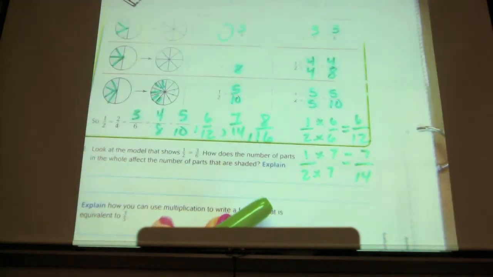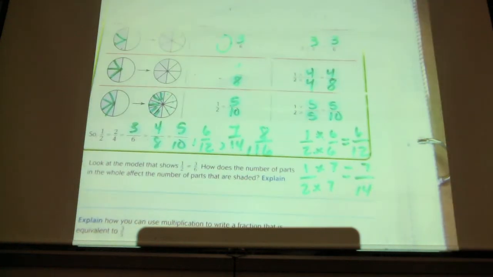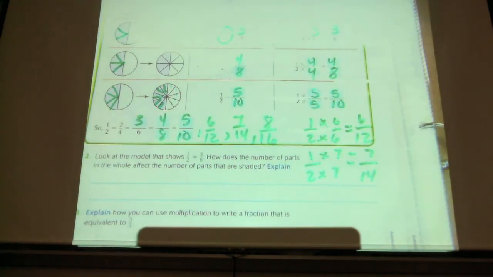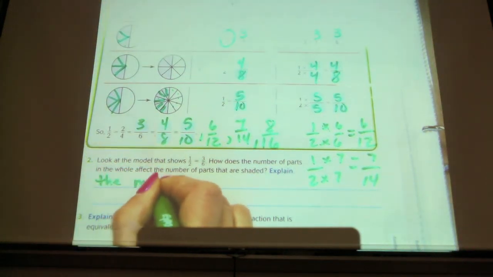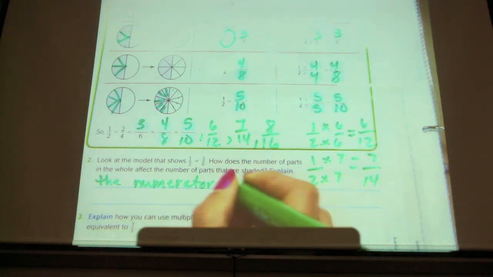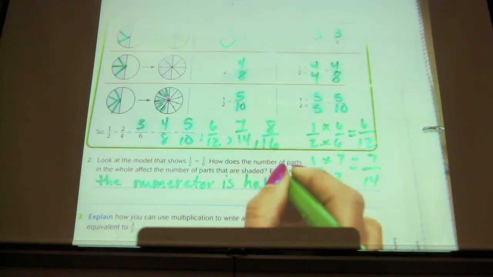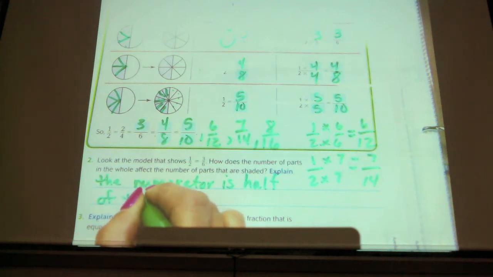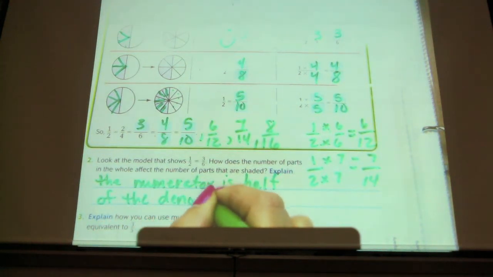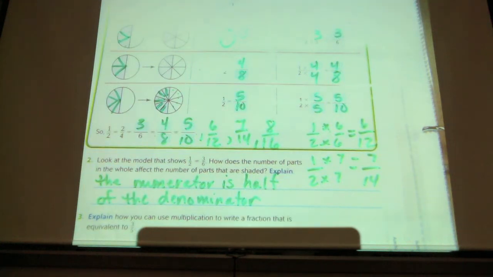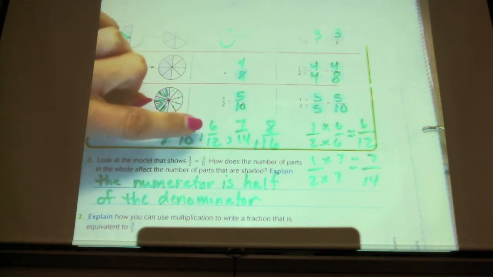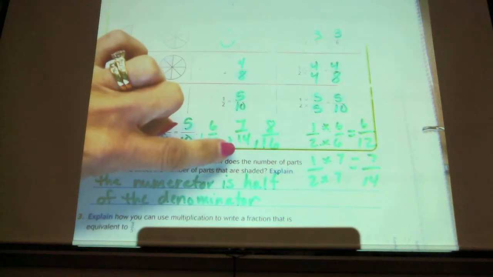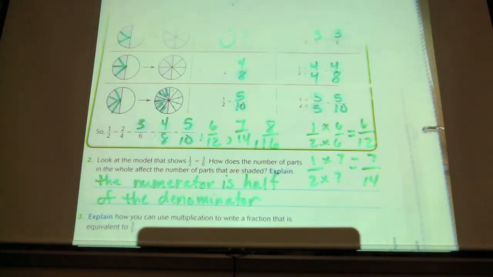So, go ahead and finish drawing this in and then answer that question. There you go. I couldn't have said it better myself. The numerator is half of the denominator. Okay? If you look at all of the equivalent fractions up here, you see that that holds true. 4 is half of 8, 5 is half of 10, 6 is half of 12, 7 is half of 14, 8 is half of 16.